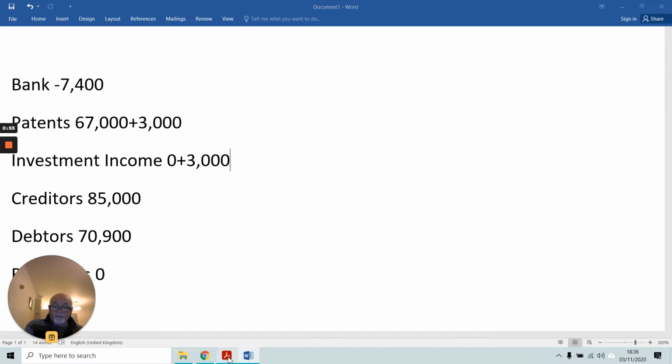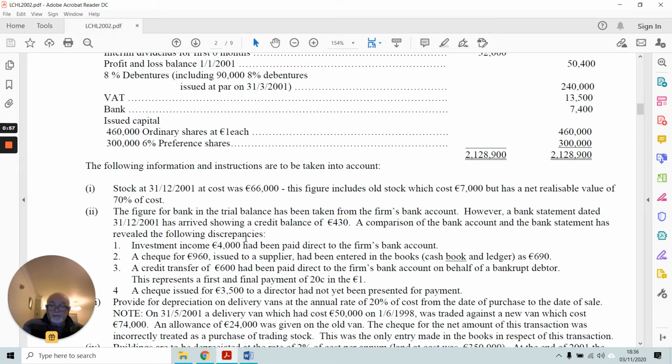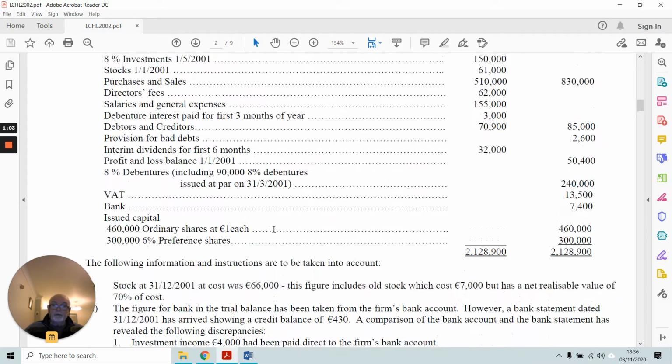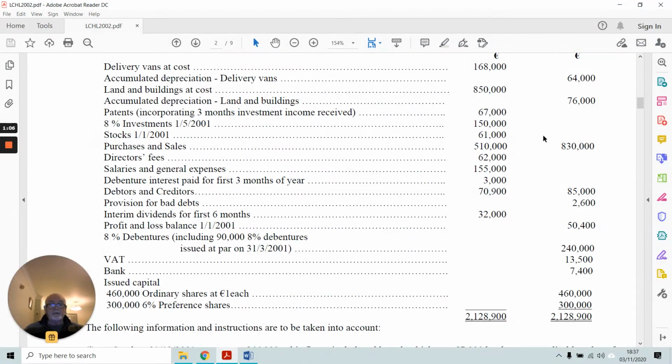Now, the first adjustment they talk about is how investment income of 4,000 was paid direct into the firm's bank account. Now, if we look at our investments here, we'll see they're 8% investments, 150,000, and that should yield 8% of 150,000, or 12,000. That's 1,000 a month. You'll notice the investments were made on the 1st of the 5th, so that we have the investments for 8 months. So, applying the accruals concept, we will put 8,000 into our P&L account as income this year, whether received or not. And the amount owed to us will turn up in the balance sheet as a current asset.